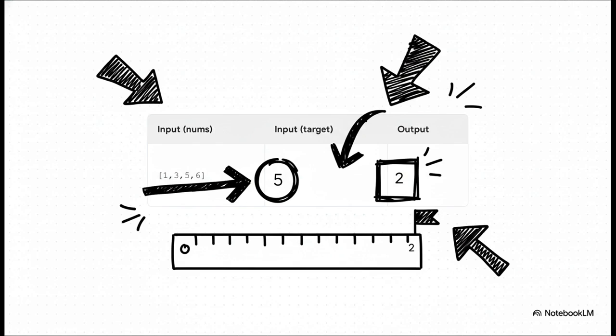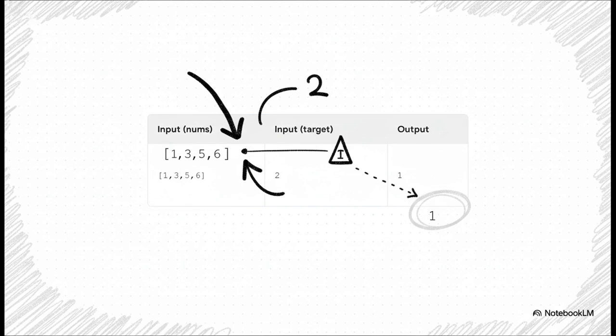So far, so good. But what if the target is 2? See, 2 isn't in our list. So the question becomes, where would it go? Well, it would have to slot in right between the 1 and the 3, which is index 1. And that's the other half of this puzzle.